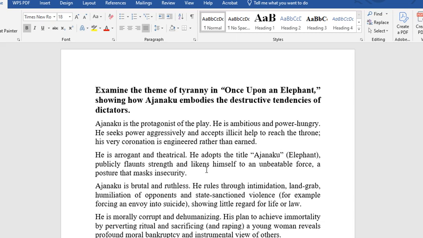So here's the question. Examine the theme of tyranny in Once Upon an Elephant, showing how Ajanaku embodies the destructive tendencies of dictators.